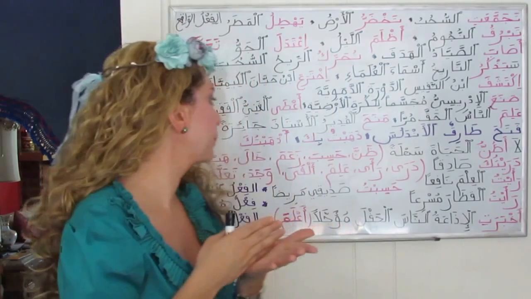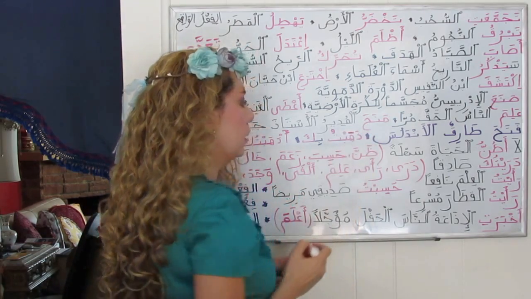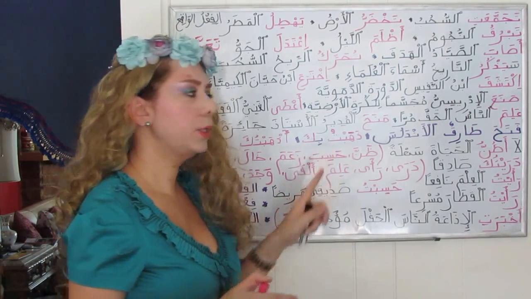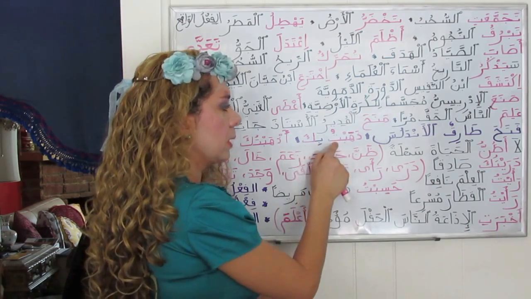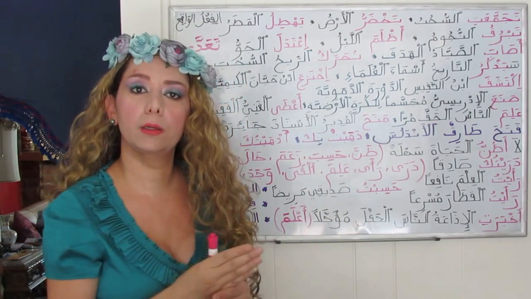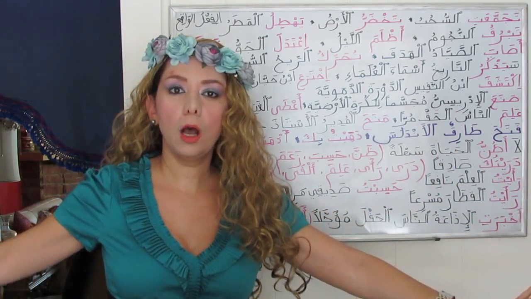The transitive verb may come in contact with the direct object by means of prepositions, which stand between the verb and its direct object. For example, ذهبتُ بك. ذهب, to go away. ذهبتُ بك, I went away with you. بك, with you. So this is the object. The subject is me, ذهبتُ. And we have this preposition in between, separating the verb and its subject from the object.